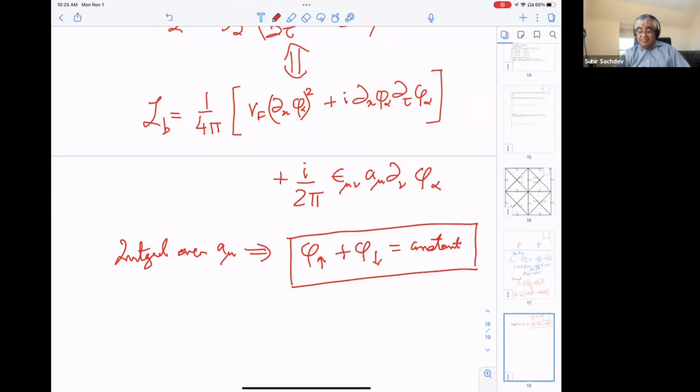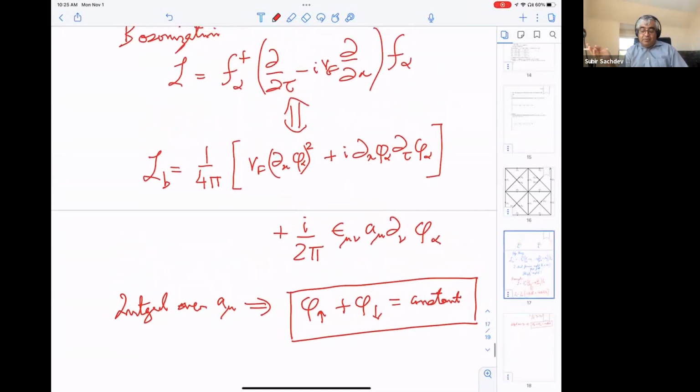And it's also very satisfying because the gauge field began its life as a way of imposing a constraint. The constraint that f dagger f = 1. And now in the continuum, it's doing something like that, but it's something we can now deal with exactly. We can just impose a constraint, phi up plus phi down equals constant.